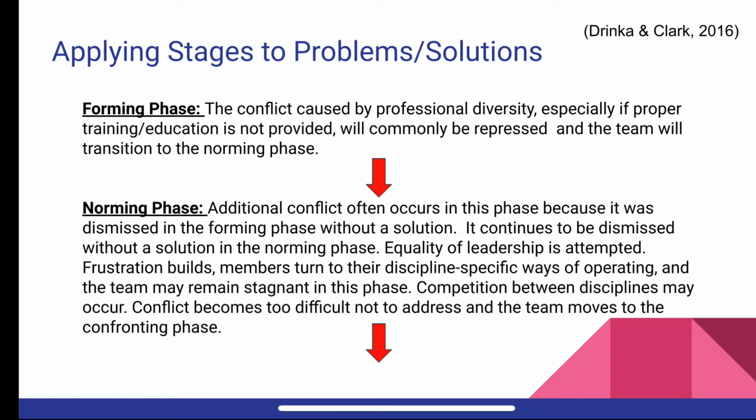In the norming phase, additional conflict often occurs because it was dismissed in the forming phase without a solution. It continues to be dismissed without a solution in the norming phase as well. Equality of leadership is attempted. Frustration builds, members turn to their discipline-specific ways of operating, and the team may remain stagnant in this phase. Competition between disciplines may occur. Conflict becomes too difficult not to address, and the team then moves to the confronting phase.